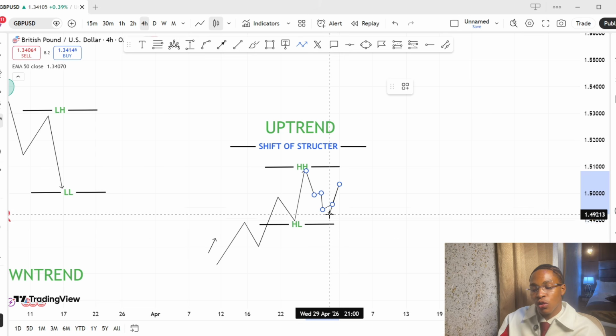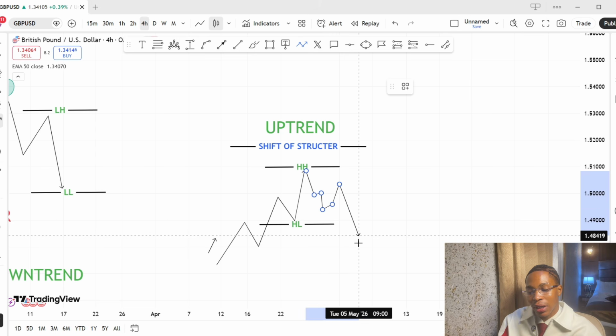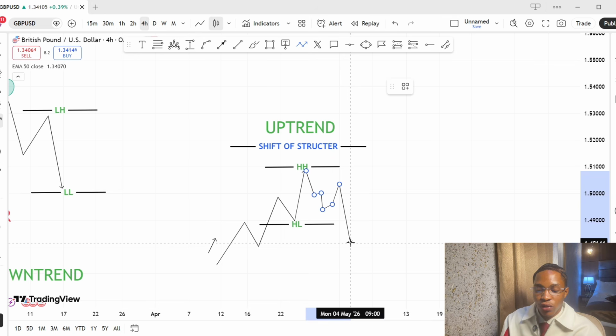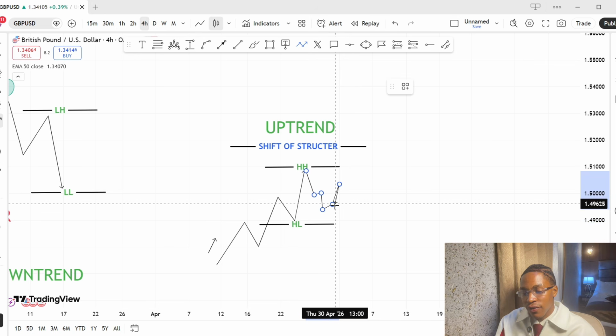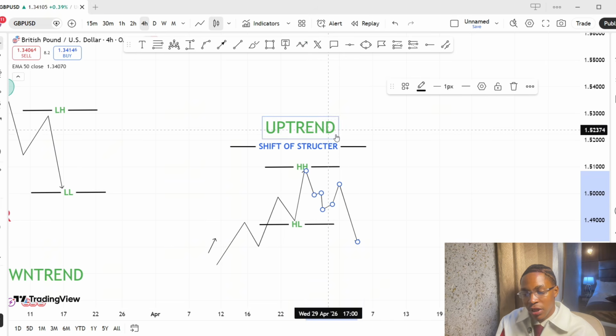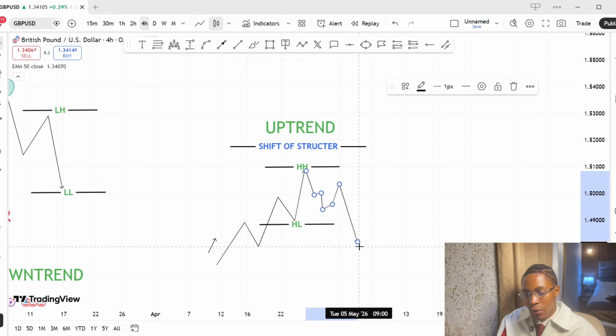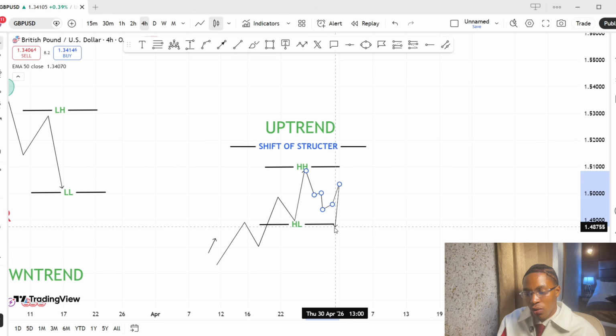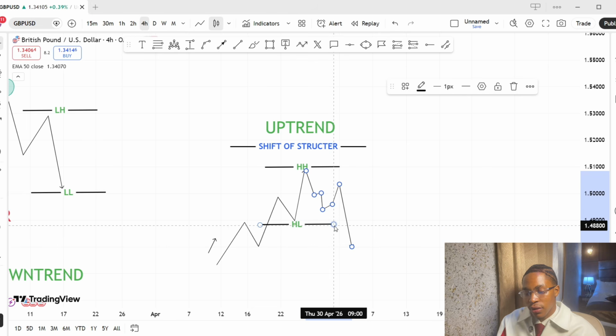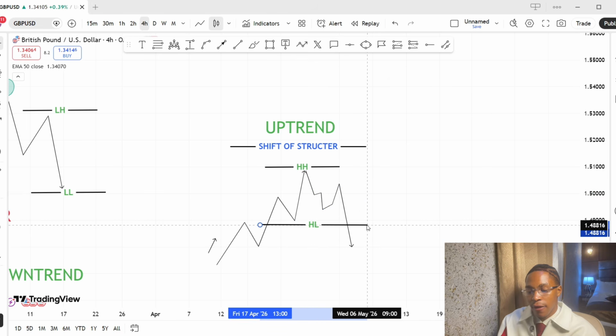So this is not going to be considered a higher low again, but instead we'll call it a shift of structure, right? So for example, if this happens, just like I explained right now, what will we call this? If the market closes below our higher low line, what will we call this? Can anyone answer this?